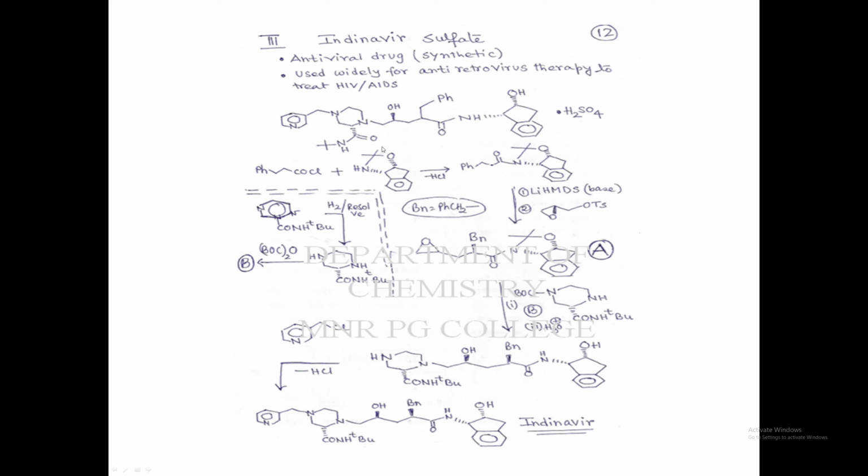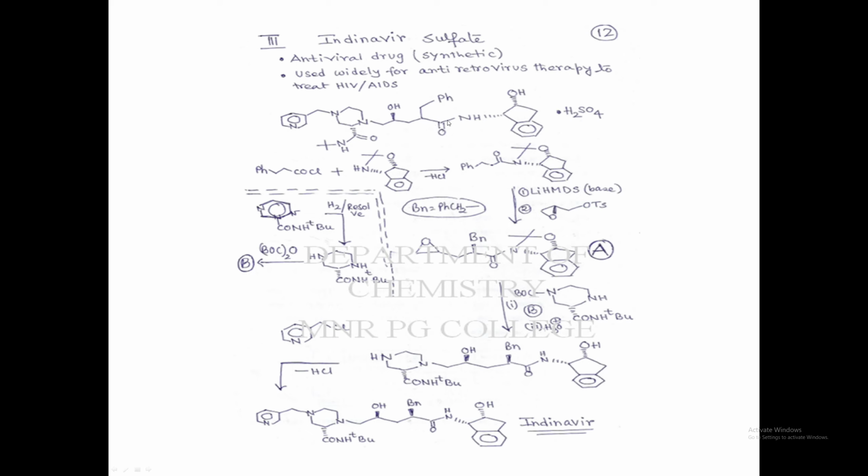Now if you look at the structure of this compound, you can see that there are two amide bonds. One is this amide bond and another one is this amide bond. Now the synthesis of indinavir starts with the formation of this amide bond. So we have to take a suitable acid chloride and amine so that HCl will go and you will be able to get this amide linkage.